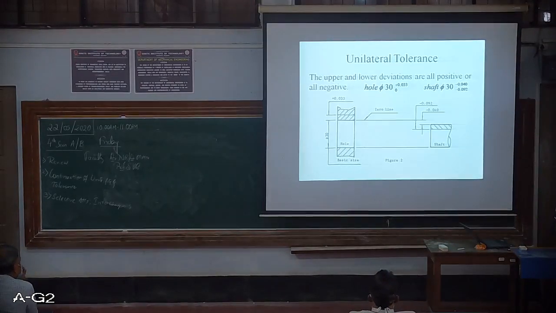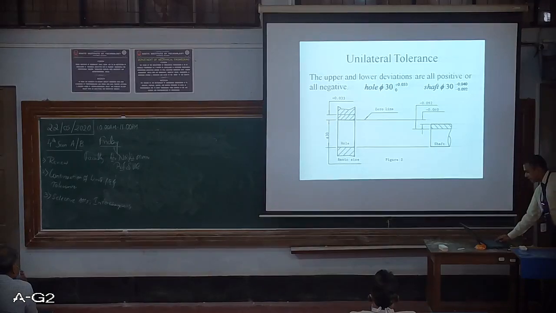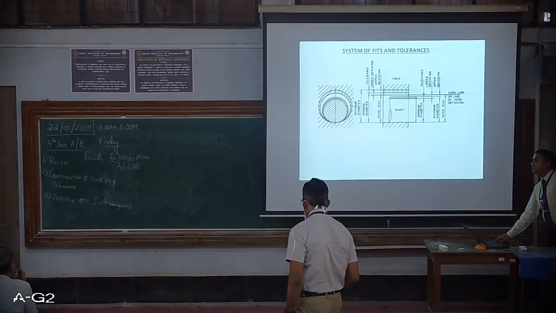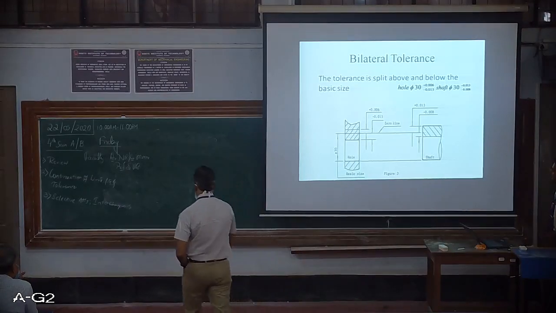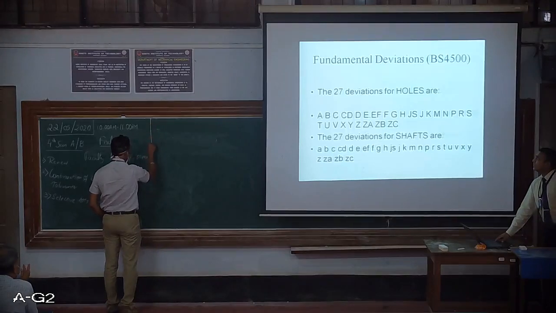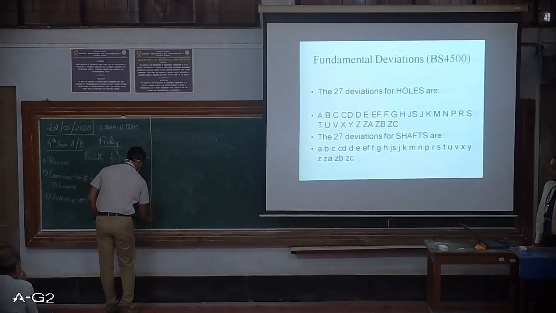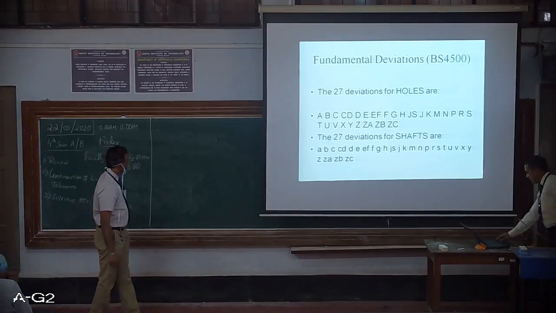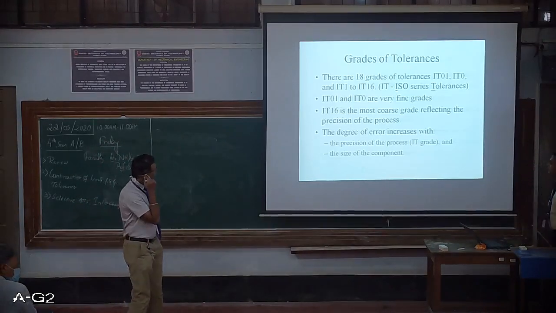So what is unilateral tolerance? Tolerance on one side, that is either on the positive or the negative side. Then bilateral tolerance, tolerance provided on both sides of the basic zero line. So what do you mean by fundamental deviation? The types of deviations for hole and shaft, the grades of tolerance.